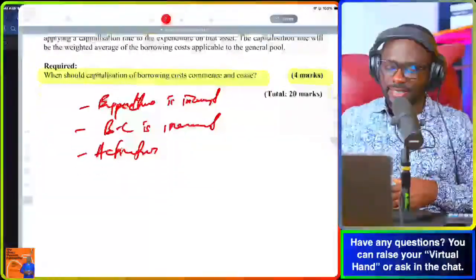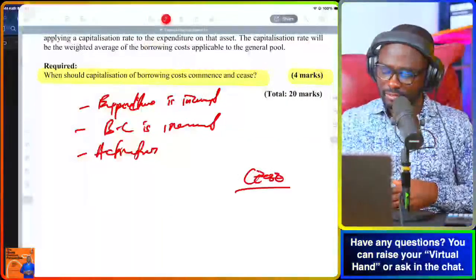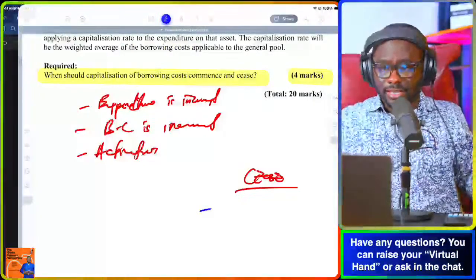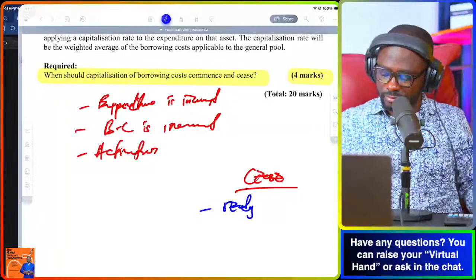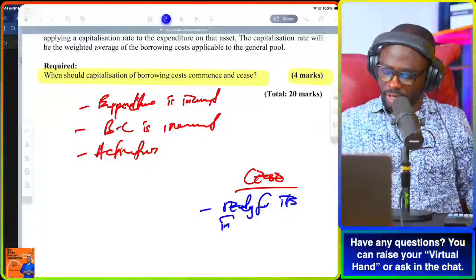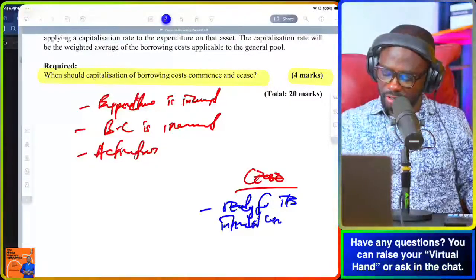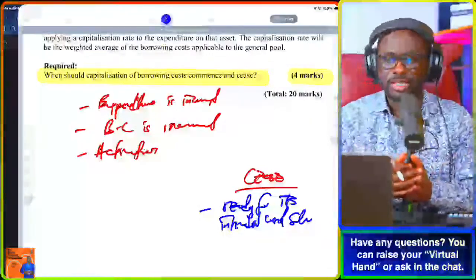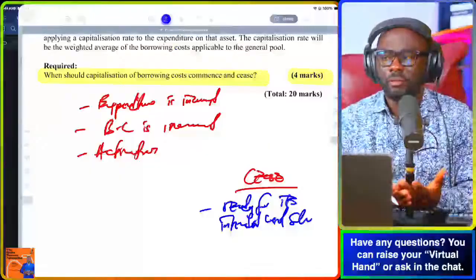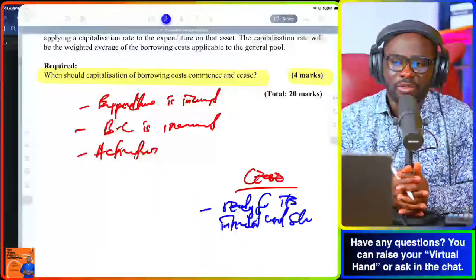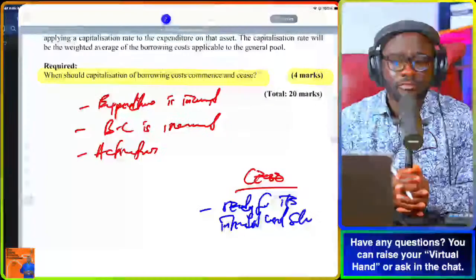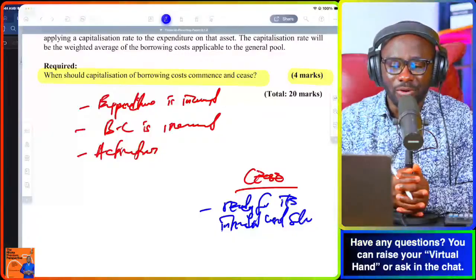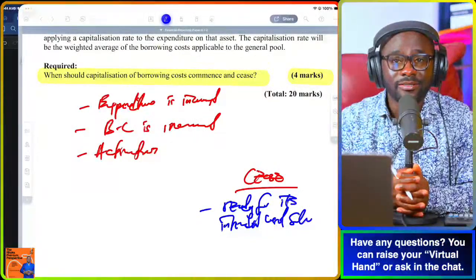Then the second part is cessation of capitalization. Capitalization ends practically when the asset is ready for its intended use. Okay? When the asset is ready for its intended use or sale, or when a significant portion of the asset is ready, left with just some minor works to be done to make the asset ready for its intended use. So that's for 4 marks, theory area, IAS 23, borrowing cost. And that's all about it.